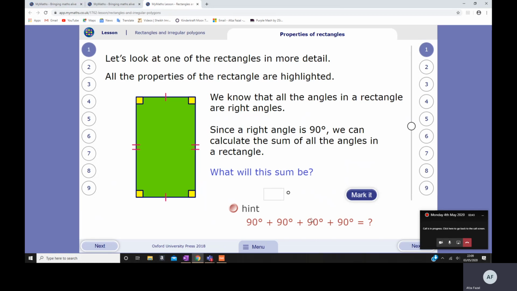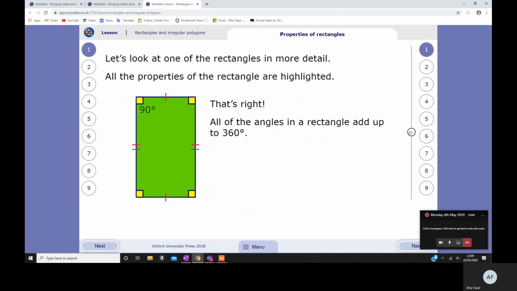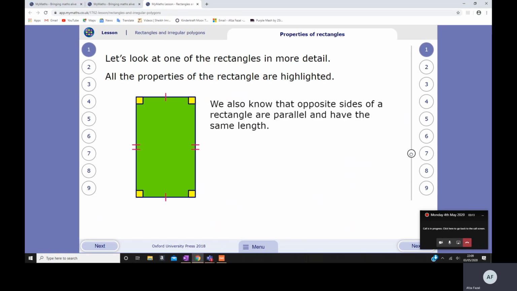Here they show you as repeated addition, but you can use multiplication. So I'm going to use my times tables to help me. I'm going to do 9 times 4, which is 36. Then I'm going to do 36 times 10 because of my place value, which is 360. Let's see if we're correct. And there we go. So all the angles add up to 360. So 90 and 90 and 90 and 90.